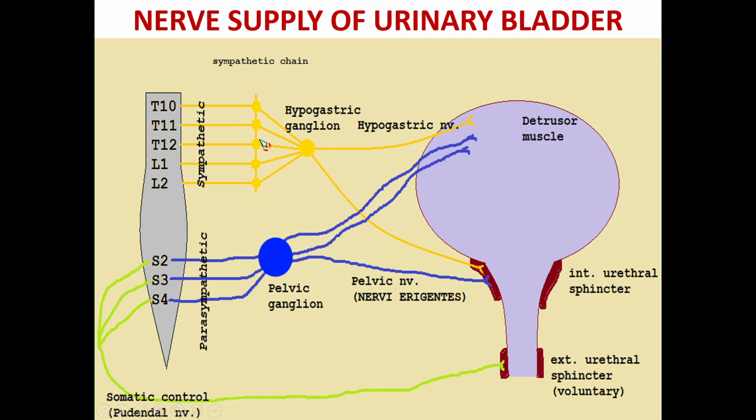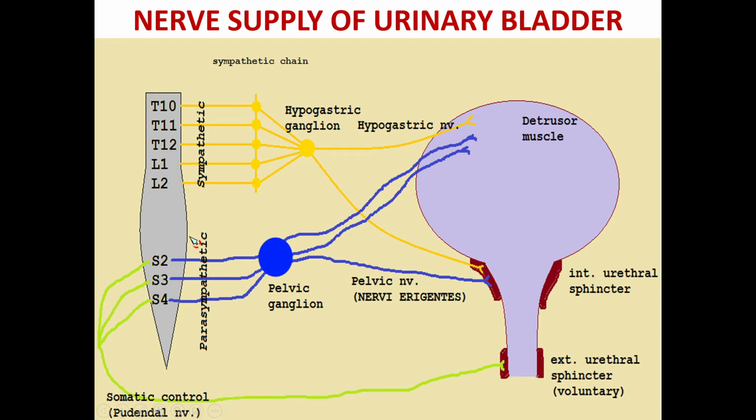So the sympathetic nerve supply comes from T10, 11, 12, and L1, L2. These are the names of different vertebrae. T means thoracic 10, thoracic 11, thoracic 12. L means lumbar 1, lumbar 2. The sympathetic fibers join the hypogastric ganglion. From here, the hypogastric nerves originate, and they supply two areas. One is the body of the urinary bladder and the detrusor muscle. The other supply goes to the internal urethral sphincter.